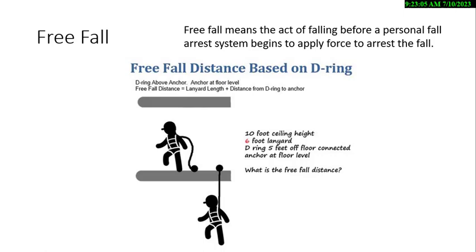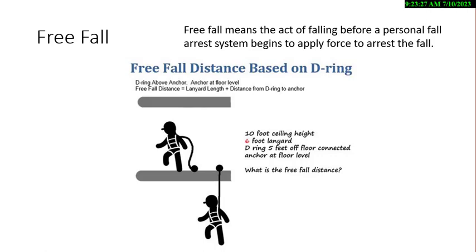11 feet. Remember, you're going to fall. Your D-ring's going to move to the floor level. That's 5 foot. And then the lanyard has got another 6-foot length. You're going to fall that 6-foot length. So it's going to be 5 plus 6 feet, 11 feet. This is the free fall distance. This is not the fall clearance. This is the free fall.